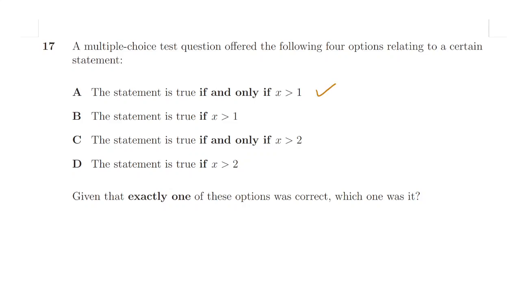Now, if A is correct, then let's see. Will B be correct? Well, B is already naturally correct, because it's a substatement of A. So, if A is correct, then B is correct. So the final answer cannot be A, because it says exactly one of these options is correct. So A is not what we want.